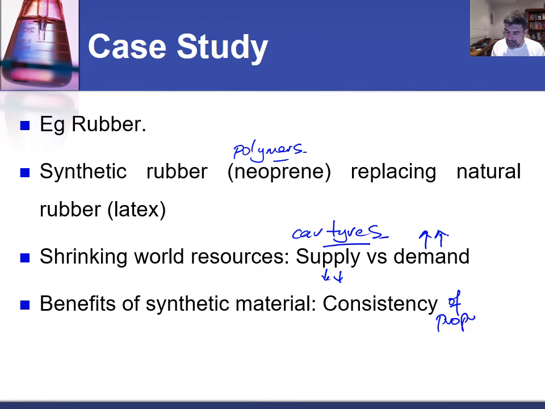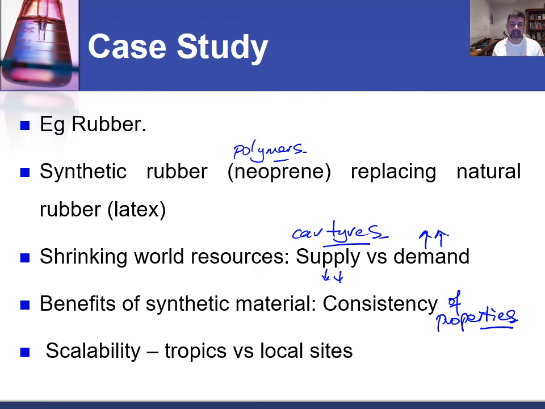So we can look at the rubber that grows on trees, obviously, may differ a little bit in its properties. When we're producing something synthetic, we know we can monitor the process, we can have exactly the mix that we want in that rubber, and we can be much more consistent in terms of its properties and what we want it to do. And also scalability.